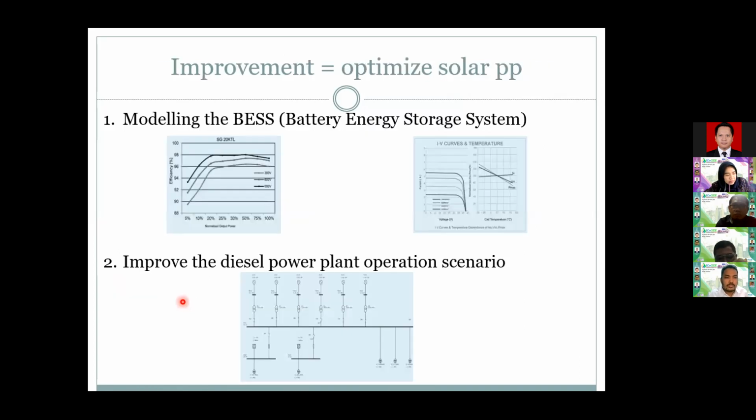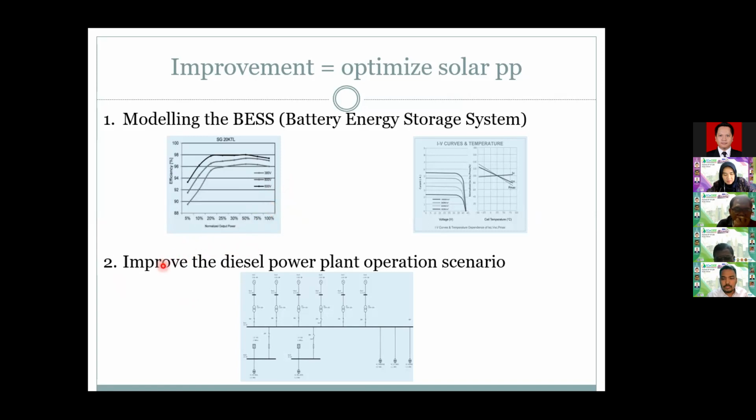Okay, the improvements that we can do, the first solution, is modeling the storage system. As we know, the main problem of solar plant is that it cannot continuously supply energy. It depends on the availability of sunlight and is not able to operate at night. With the storage system, the solar plant is expected to supply power at day and night.